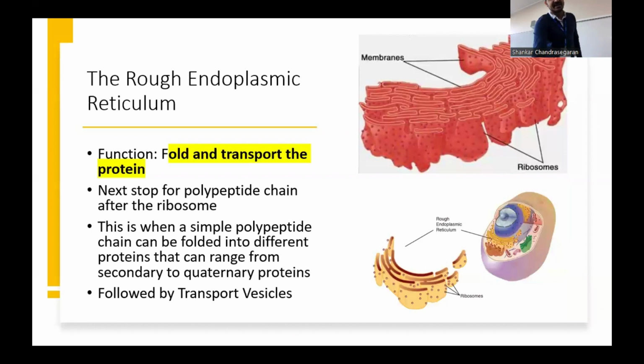So we'll talk about what vesicles are and how they look in a bit, but first, make sure you remember the rough endoplasmic reticulum is the first place that a polypeptide chain goes right after being translated, and it will experience folding and be transported to the next part. This is where a simple polypeptide chain will be folded into the secondary, tertiary, and then quaternary structure as well. So always remember that folding happens here, and this is where they gain function.